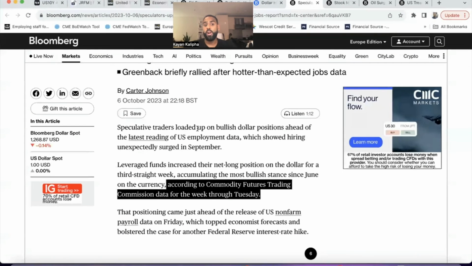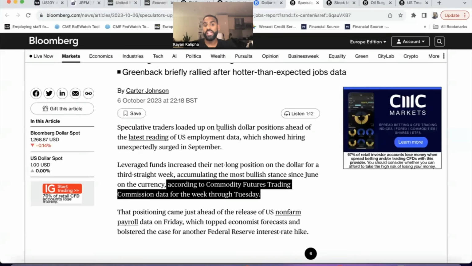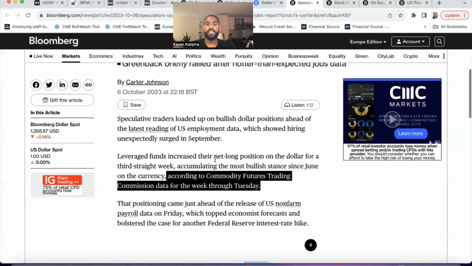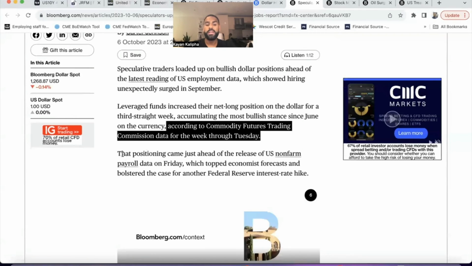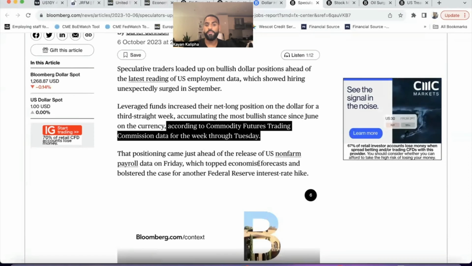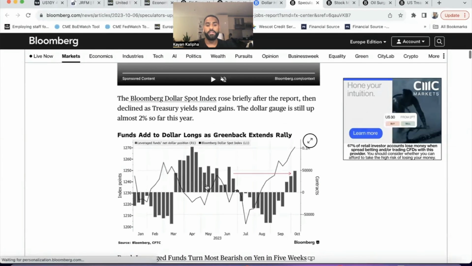Speculative traders loaded up on bullish dollar positions ahead of the latest reading of US employment data, which showed hiring unexpectedly surged in September. Leveraged funds, hedge funds basically, increased their net long position of the dollar for a third straight week, accumulating the most bullish stance since June on the currency. That positioning came just ahead of the release of the non-farm payrolls data on Friday, which topped economists' forecasts and bolstered the case for another Federal Reserve interest rate hike.